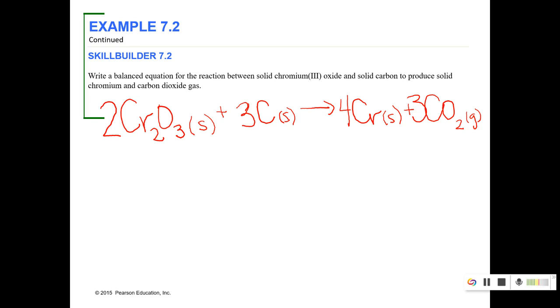If you're better doing it this way, that is perfectly fine. If you need to physically go back and count them like I did in the other 2 examples, please do that.